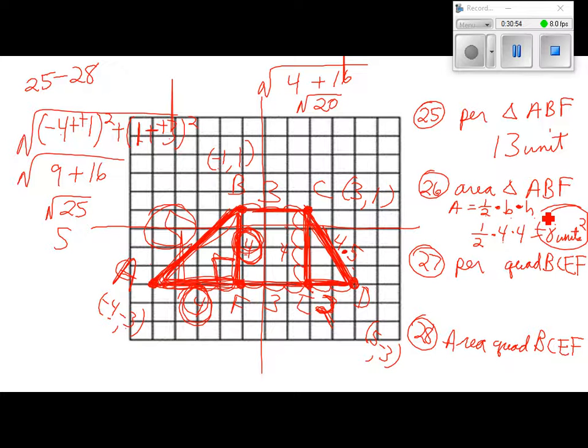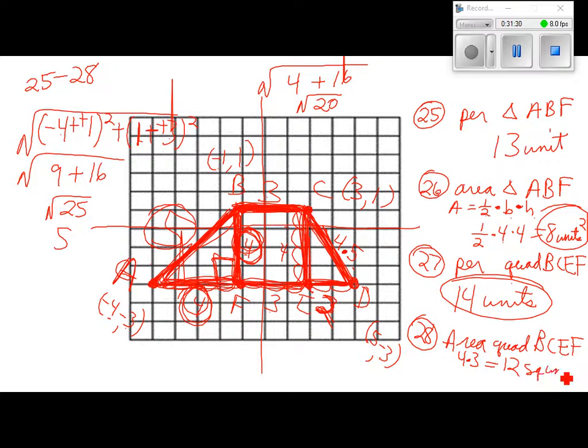Next one, we want the perimeter of BCEF. BCEF is this here in the middle. Well, the perimeter, we just add up all the sides. 3 plus 3 is 6, plus 4 is 10, plus another 4 is 14. So 14 units. To find the area of that same shape, it's a rectangle, so all we do is length times width. Well, the length is 4, the width is 3. It doesn't really matter which one's width and which one's length. So 4 times 3, and we get 12 square units, or units squared, whichever way you want to write it. So 12 units squared on that one.